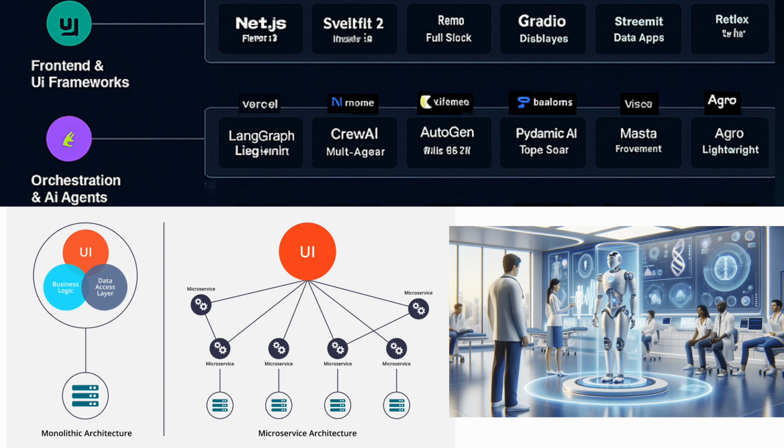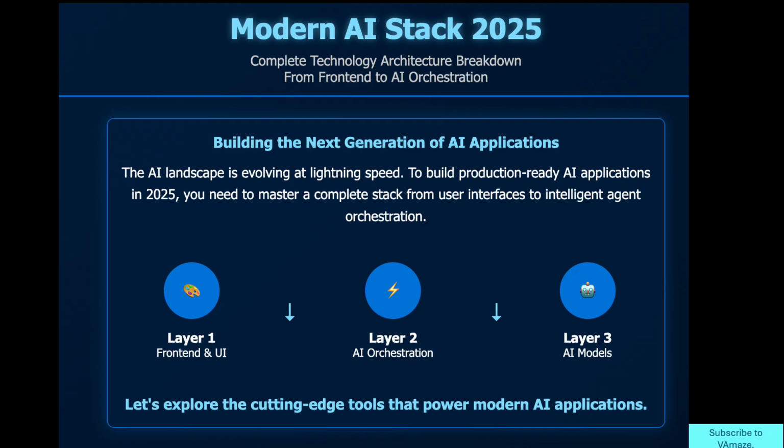Then we'll dive into LangGraph, CrewAI, and AutoGen for orchestration, the tools that turn simple LLM calls into intelligent, multi-step AI agents. By the end of this episode, you'll understand exactly which tools to use for your specific use case and why. Let's jump in.